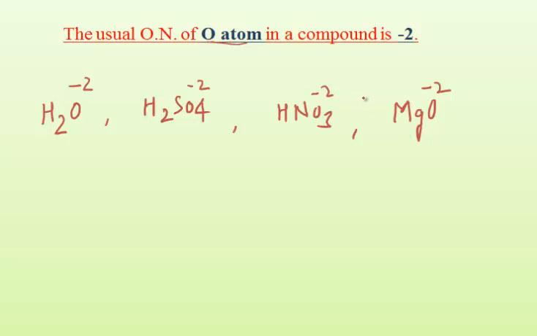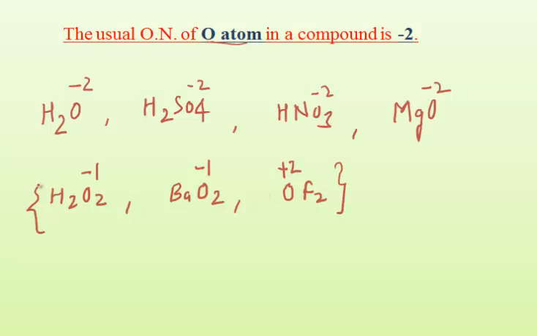There are a few exceptions in which the oxidation number of the oxygen atom is different. For example, in peroxides, the oxidation number of the oxygen atom is -1. Here in hydrogen peroxide, oxygen has a -1 oxidation number. In barium peroxide, oxygen has a -1 oxidation number. And if oxygen is combined with the highly electronegative fluorine atom, it shows a +2 oxidation number. In oxygen fluoride, oxygen shows a +2 oxidation number. These are a few exceptions, and the usual oxidation number of the oxygen atom is -2.